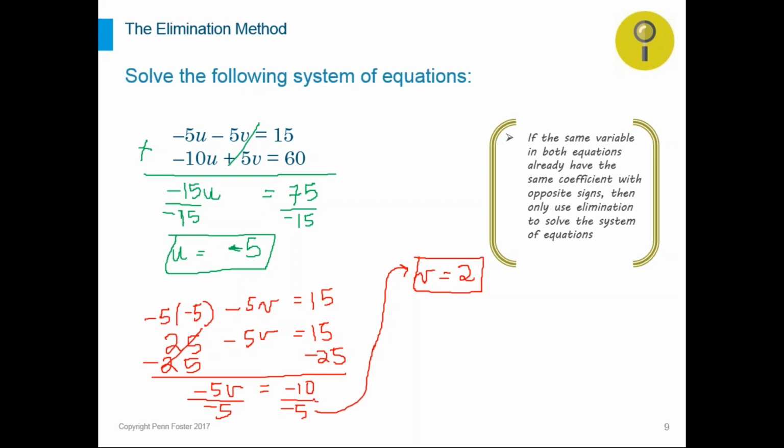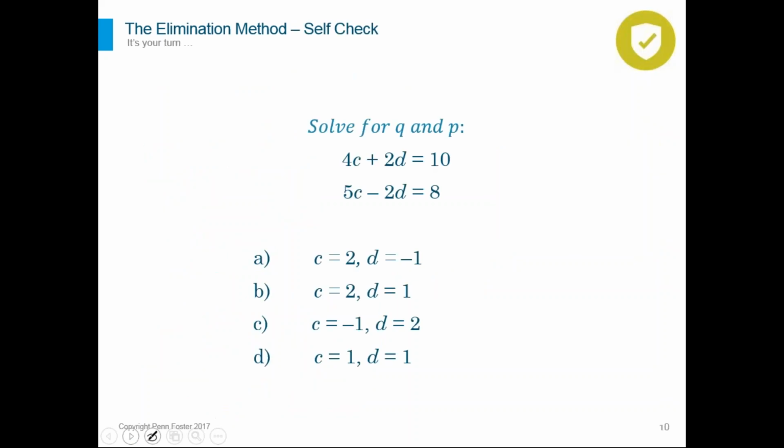Okay, let's move on to another self-check question. Look at the equations and decide: is it multiplication and elimination, or is it ready for us just to eliminate? I'm going to keep that for 30 seconds and then change my screen.